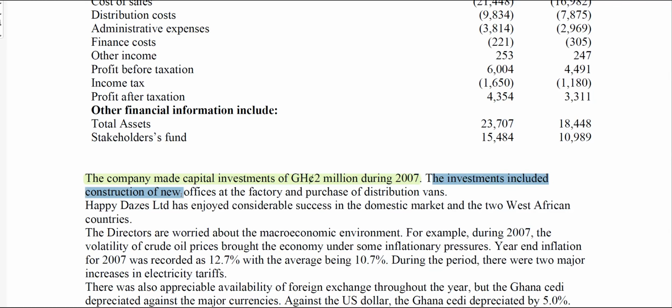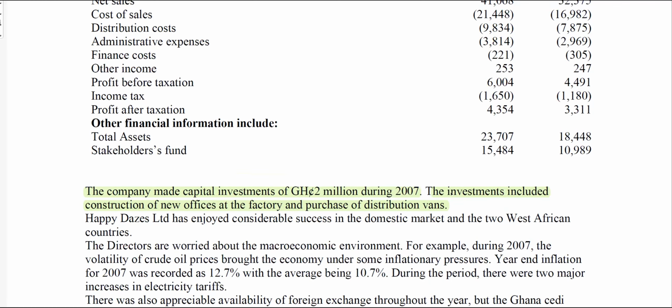So they said what? The investment included construction of new offices at the factory and purchase of distribution vans. Distribution vans means that either old ones are replaced or we need to incur more distribution expenses. True or false? Like fuel and so on. True or false? So go and check if distribution costs have increased. Let's check. Did it increase?